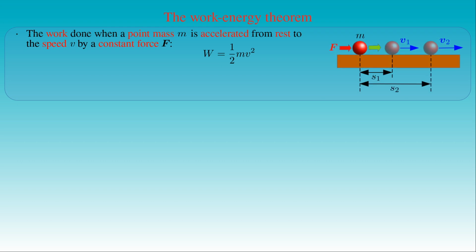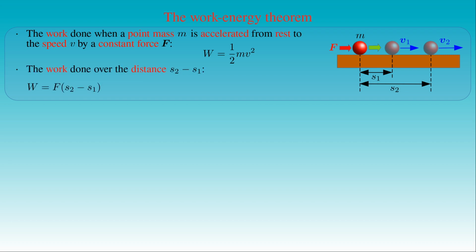We have just determined the work W done by a constant force F acting on a point mass m when it is accelerated from rest to a given speed v, and we found that it is equal to 1 over 2 times the mass m times the square of the speed v. This work is done while the point-like body is accelerated over a given distance, and the formula can also be applied to compute the works done when the moving point mass covers the distances s1 and s2.